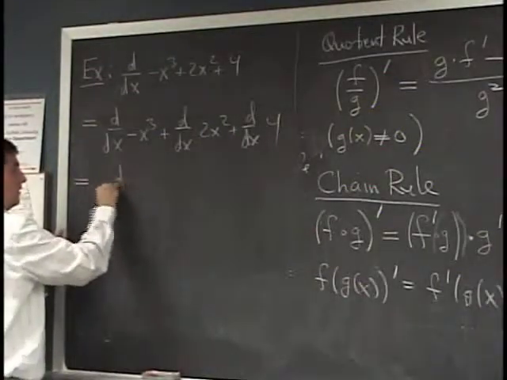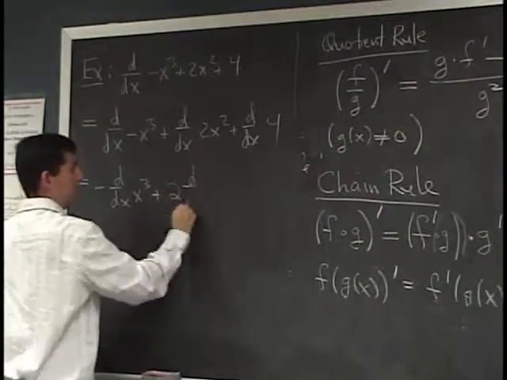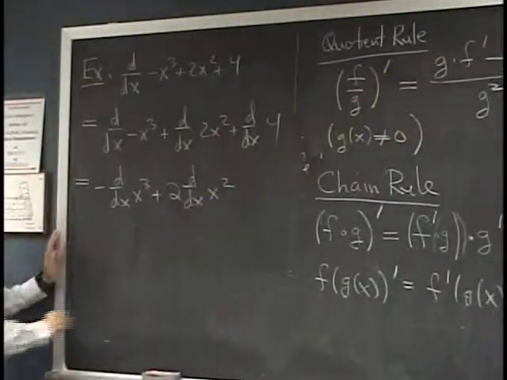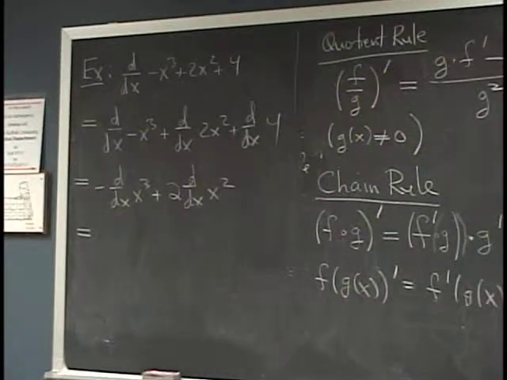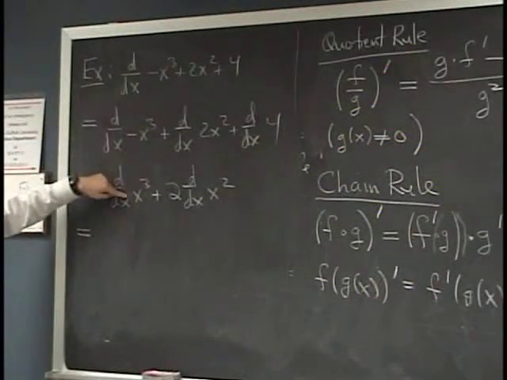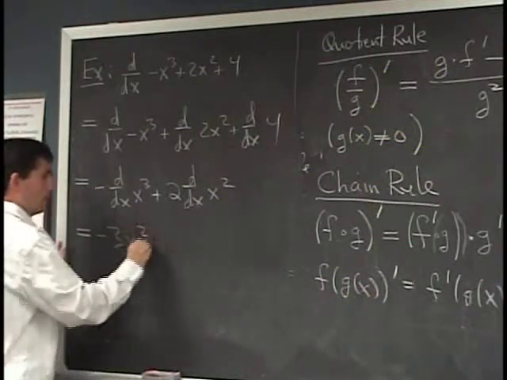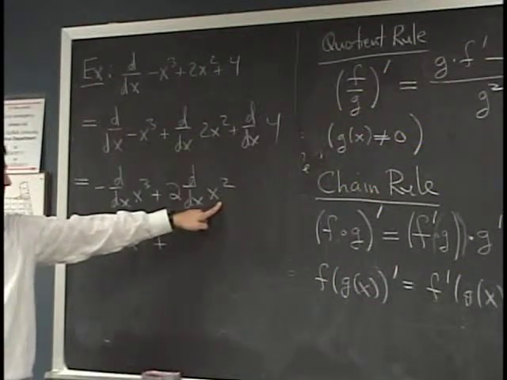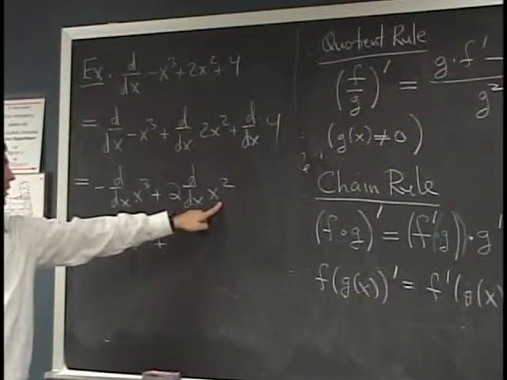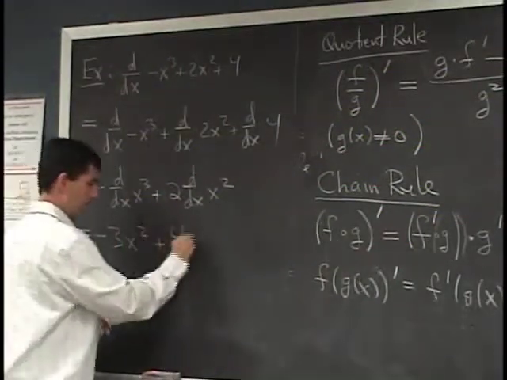So we get minus the derivative of x cubed plus 2 times the derivative of x squared. And now we have the derivative of x cubed. Ah, this is exactly what the power rule is made for. This becomes 3 times x squared. And then we don't get the minus. So minus 3x squared plus, again, we've reduced it, derivative of x to something. We use the power rule. This becomes 2x to the first, or just 2x. We don't forget the 2, we get 4x.